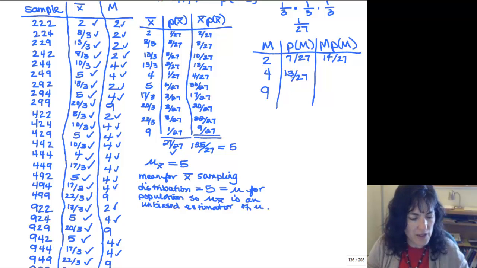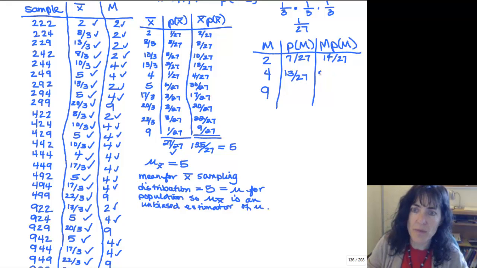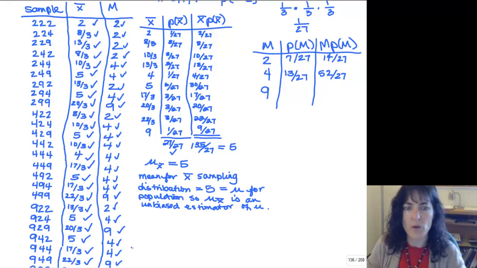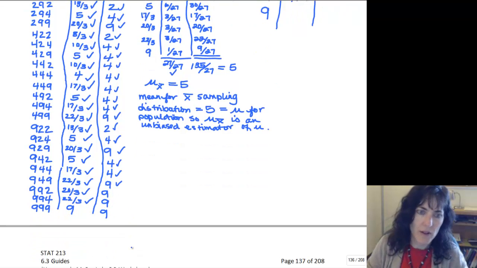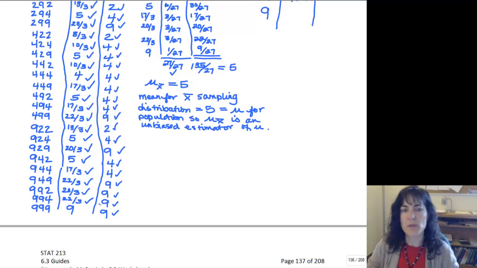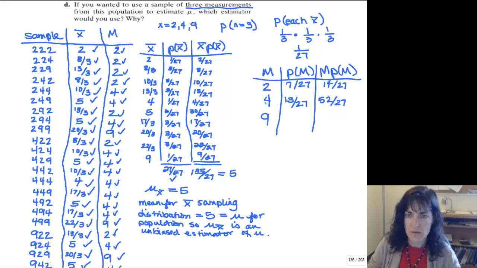And when I multiply that, it's going to be 4 times 13, or 52 out of 27. And then let's look at the 9s. I have 1, 2, 3, 4, 5, 6, 7 of those. 7 out of 27. And when I multiply those, 9 times 7 is 63 27ths.